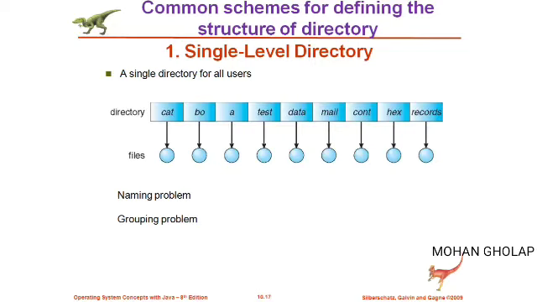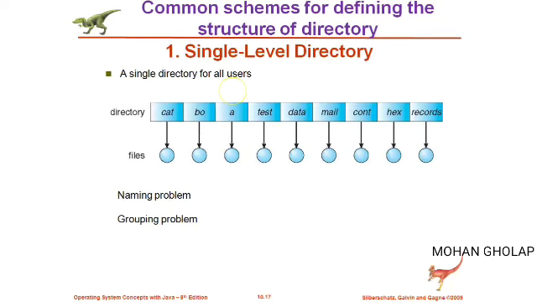So this is the simplest possible way. Through this particular figure you can understand this. Here we have the different files pertaining to all these different users, and all are stored in a single directory. Having it this way is very simple to implement or to understand, but there may be a lot of limitations, of which two are listed here: it may lead to a naming problem, or it may lead to a grouping problem also. The naming problem means what happens here.